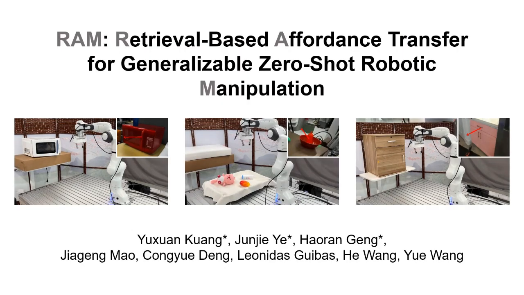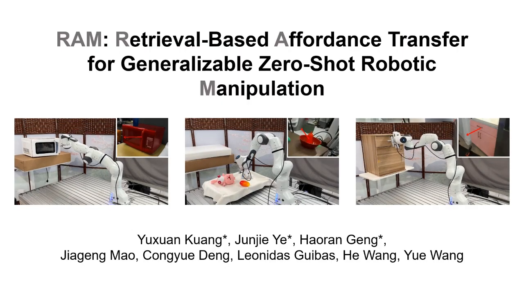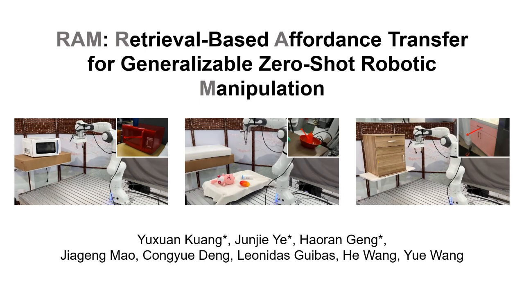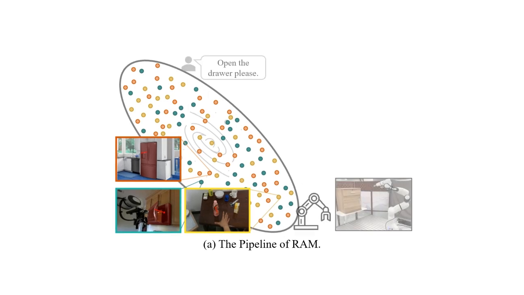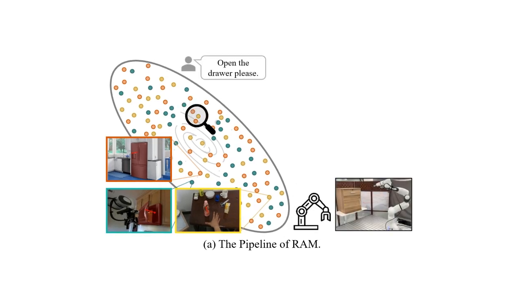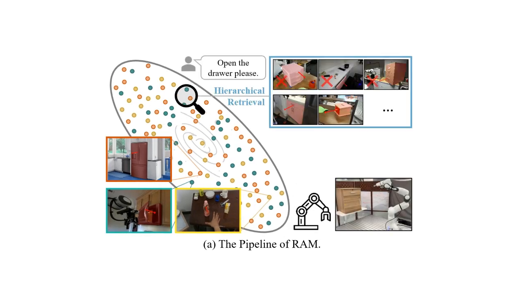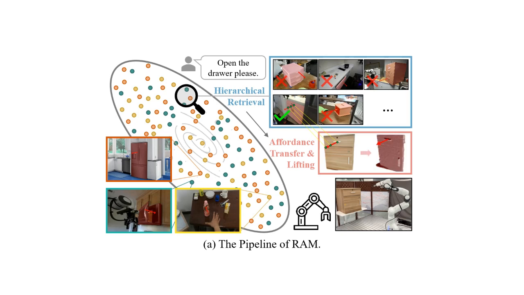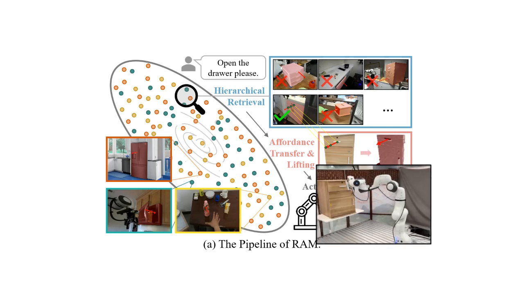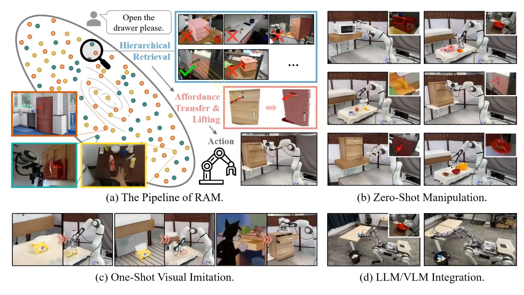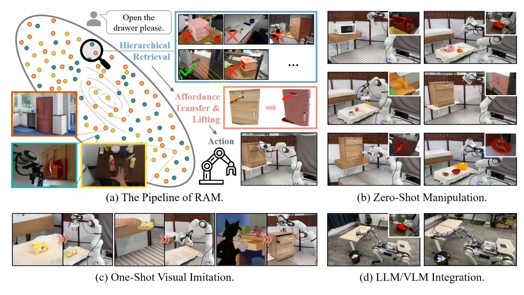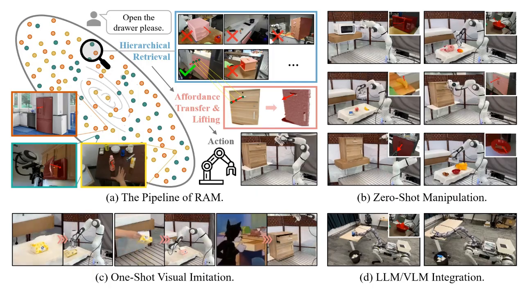We present RAM, Retrieval-Based Affordance Transfer for Generalizable Zero-Shot Robotic Manipulation. We build an affordance memory from diverse demonstrations. RAM retrieves the most similar demonstration based on language and observation, transfers the 2D affordance to 3D, and enables execution using standard grasp generators and motion planners. Extensive experiments demonstrate RAM's capability of zero-shot manipulation, one-shot visual imitation, and LLM-VLM integration.